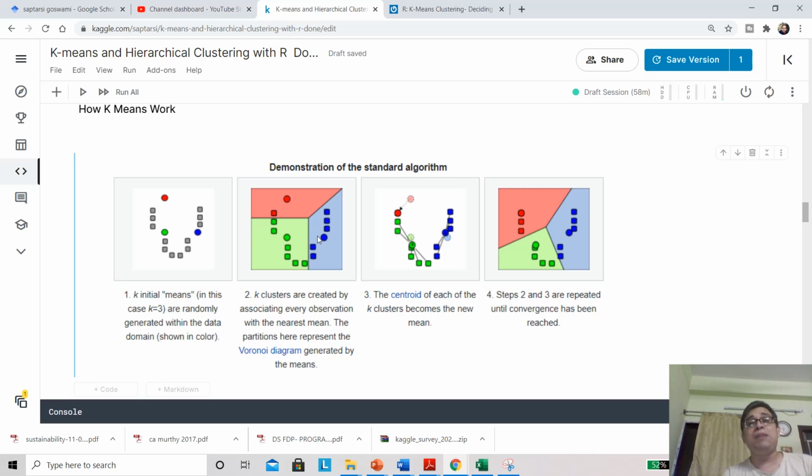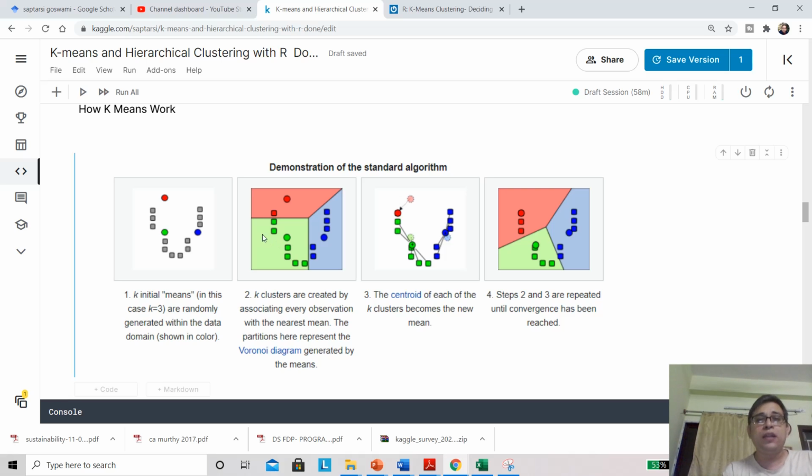Once this assignment has been done in step 2, you calculate the centroid. Earlier, these 3 points were representing the centroid, or representative, of the cluster. Now you are going to take the arithmetic mean of these 2 points, the arithmetic mean of these 7 points, and calculate the respective cluster centers. As you are using this arithmetic mean, the term mean is propagating to K-means. You calculate the centers, and then you repeat the process, right?